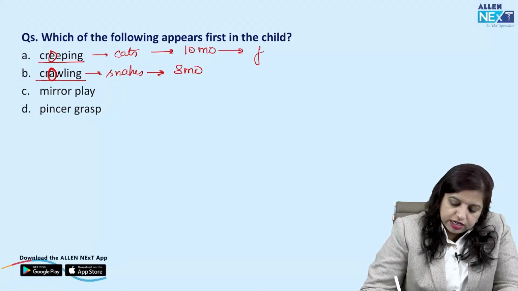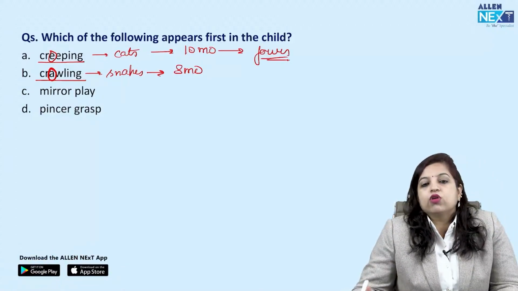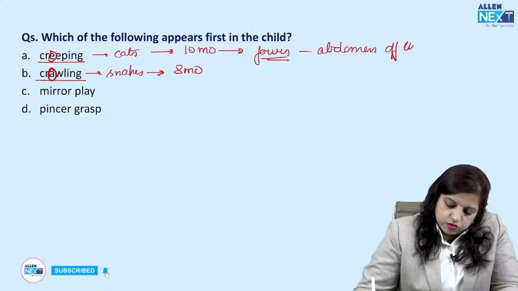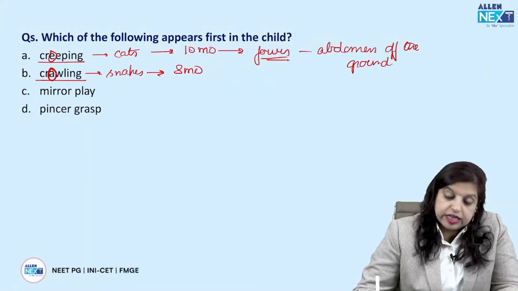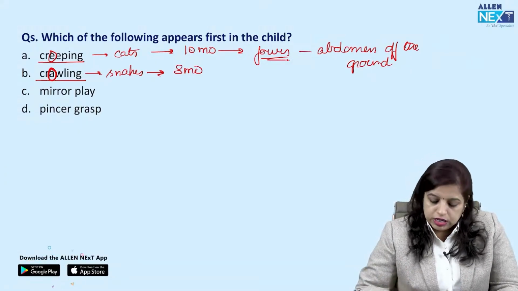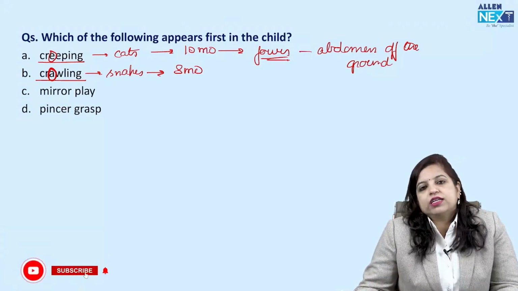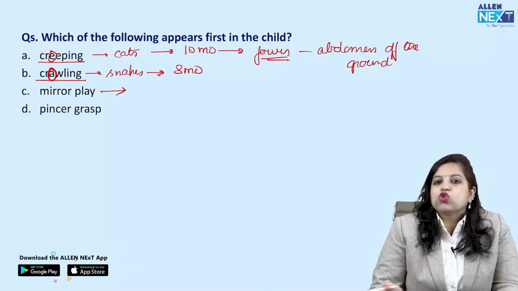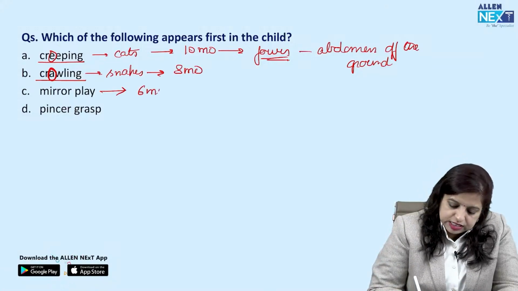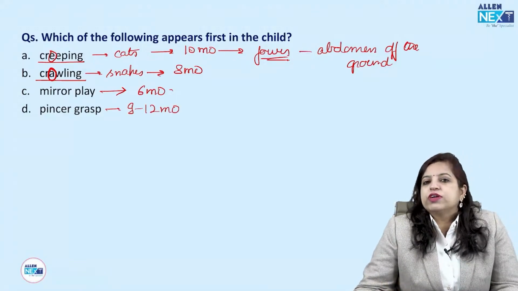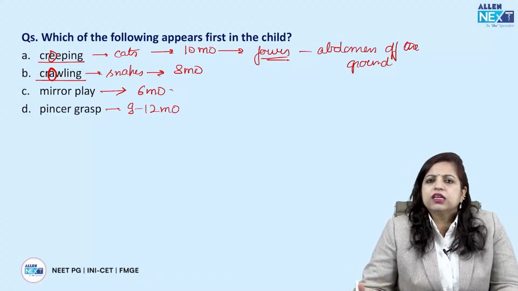Creeping is nothing but the child walking or crawling on all his fours with abdomen off the ground. That is what is known as creeping. It is not called crawling. Always remember, the children, they get confused between creeping and crawling. So this is cats, the way the cats move, that is known as creeping, while the snakes would crawl. So that comes at 8 months and the creeping would come at 10 months. Mirror play, we just saw the child is smiling at his mirror image, that comes at 6 months. And pincer grasp would come between 9 to 12 months. Since they have not mentioned whether they are asking about mature or immature, we would just say 9 to 12 months.